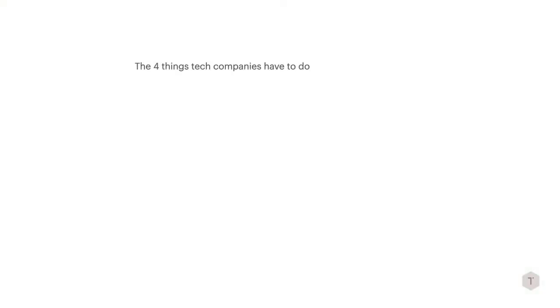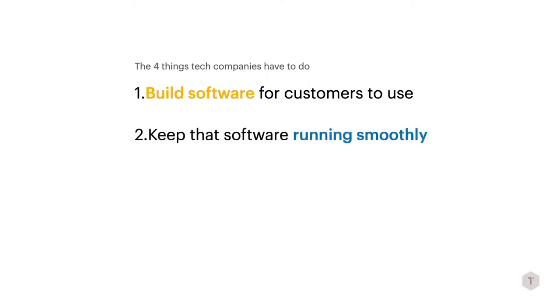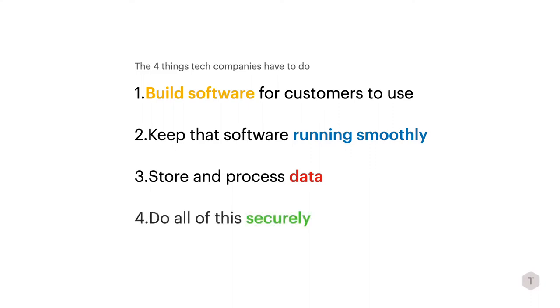The 4 roles model really derives from the 4 main things that tech organizations have to get done in order to thrive and survive. In short, that's build software for customers to use, keep that software running on machines, store and process their customers' data, and do all of this securely. Each of the 4 role groups is mostly focused on one of those things.